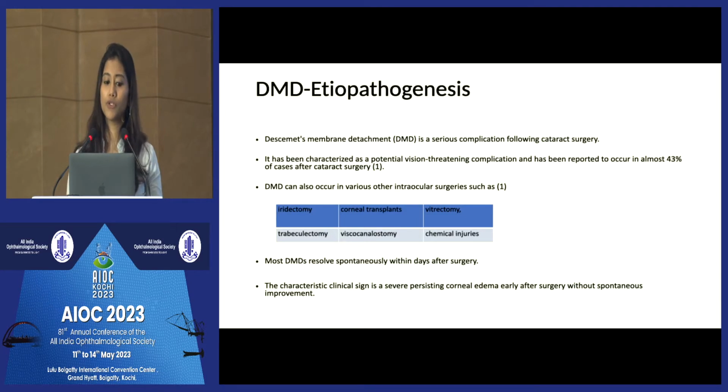So the etiopathogenesis: Descemet's membrane detachment is a serious complication following cataract surgeries, and it has been characterized as a potentially visually threatening complication, reported to occur in almost 43% of all cases following cataract surgery. DMDs can also occur in any anterior segment surgery, such as iridectomy, trabeculectomy, viscocanalostomy, vitrectomy, or any corneal transplants. It can also be found in some cases of chemical injuries as well.